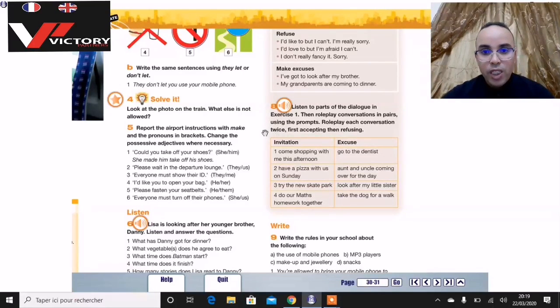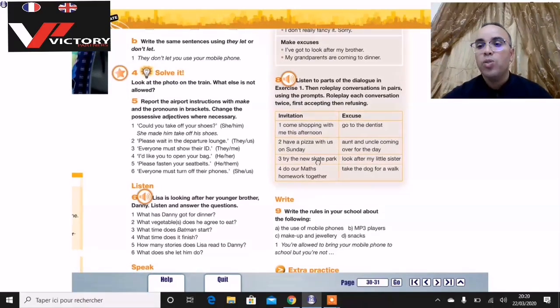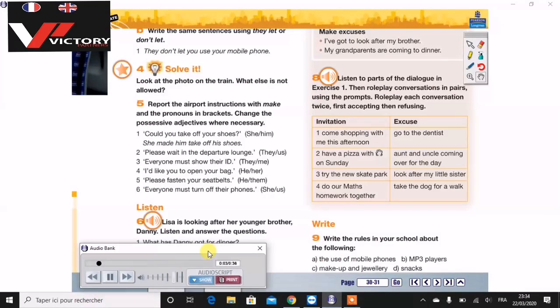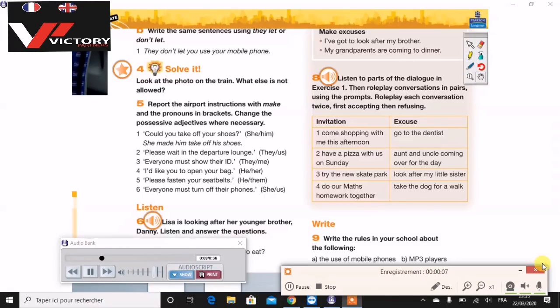Role play each conversation twice, first accepting, then refusing, which means you are going to choose two situations you have here. In one situation you are going to accept your classmate's invitation. In the other situation, you are going to refuse. So let's listen. Listen to parts of the dialogue in exercise 1. Then role-play conversations in pairs, using the prompts.